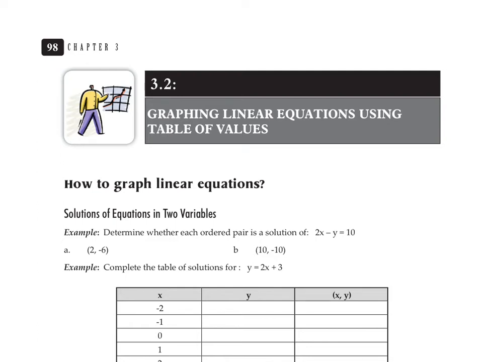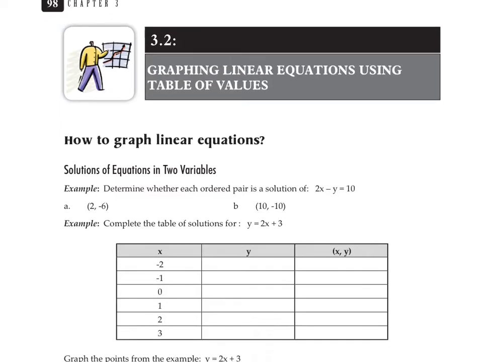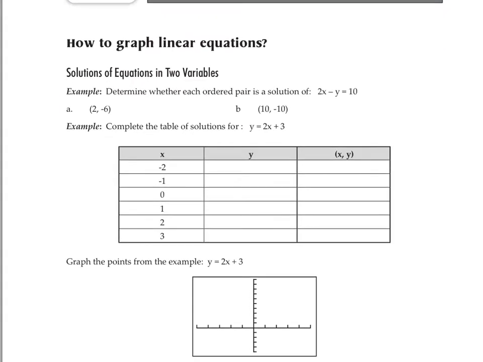All right, so we're in section 3.2 of Al Grosch's book, Developmental Math 2. We're going to talk about graphing linear equations using a table of values. First off, we're going to start with verifying a given solution. So if you look here in your book, there's an equation.